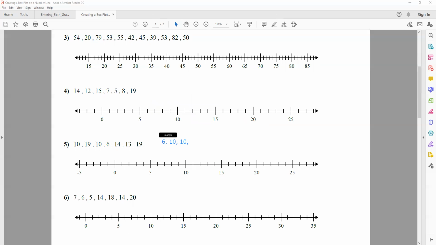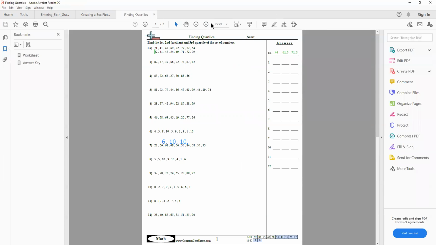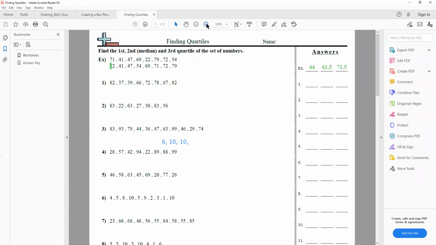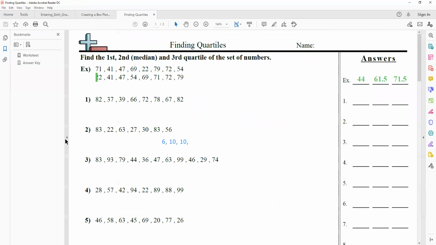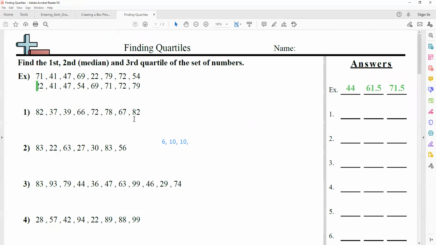Now your next one is similar. It's called finding quartiles. Okay, so I'm just gonna do number 1. Same thing, okay? So if you look at number 1, except you don't have to do minimum and maximum. So you only have to find first, second, which is your median, and then third quartile. So basically you gotta find Q1, Q2, Q3, okay? And you don't need to graph.